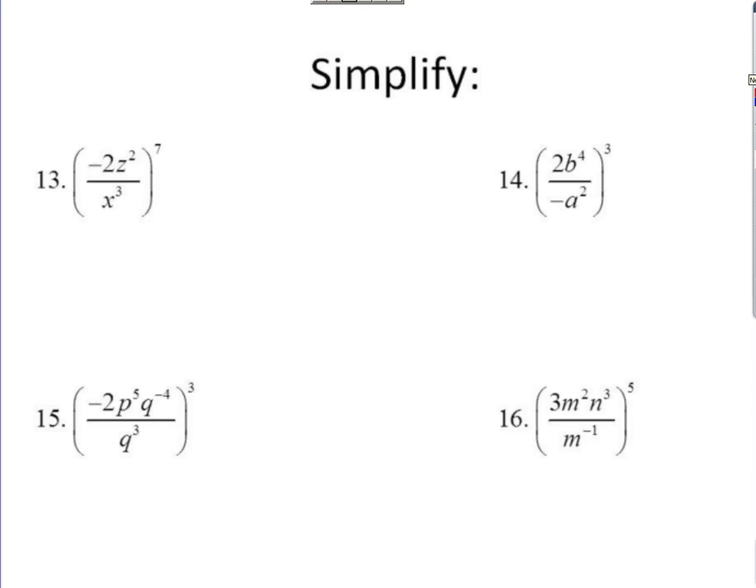All right. As we look at 13 here, obviously we got some division going on inside the parentheses. We got a power raised overall. So really what that means when you see something like this, we could break it up. We could take what's on top. You got the negative 2z to the second, all raised to the 7th power. Right, take what's on top, raise it to the 7th power. Do the same thing on the bottom.